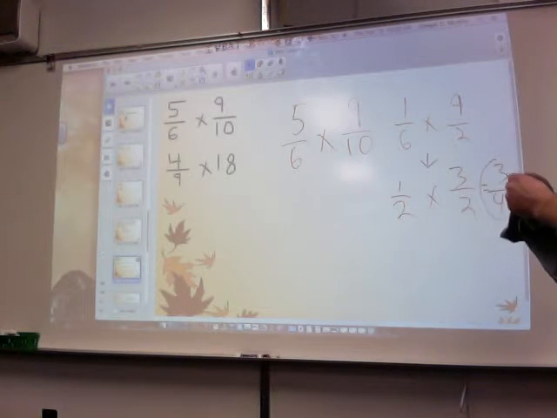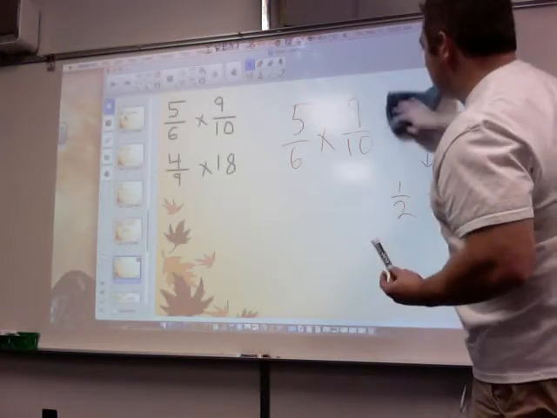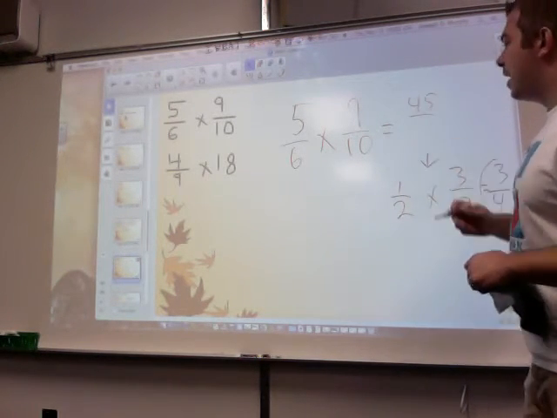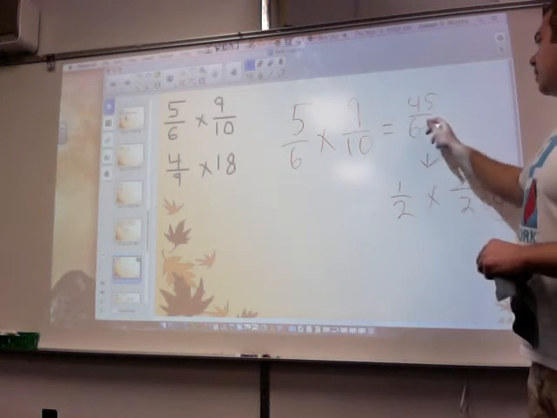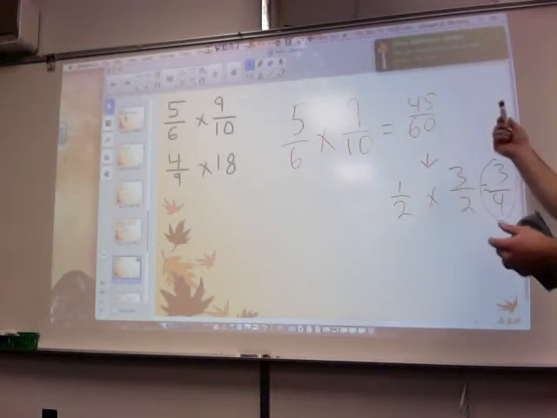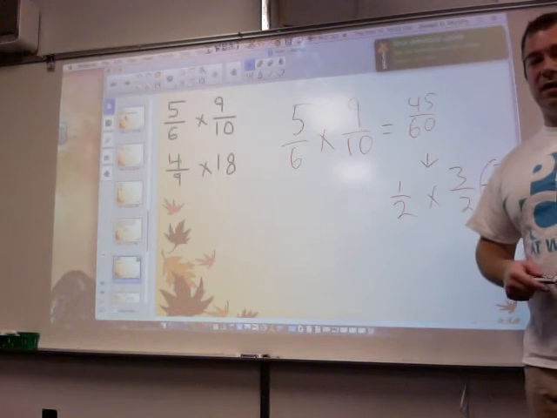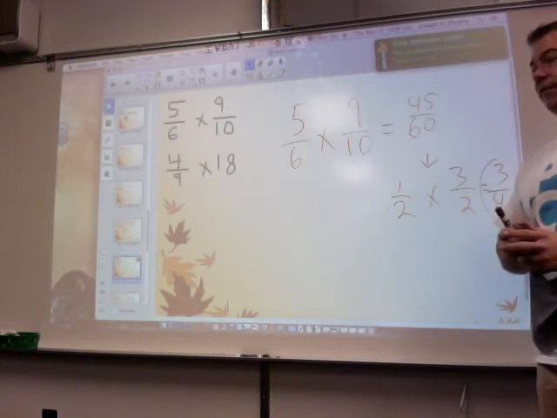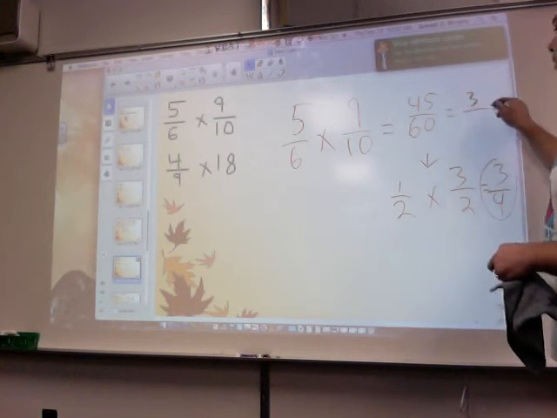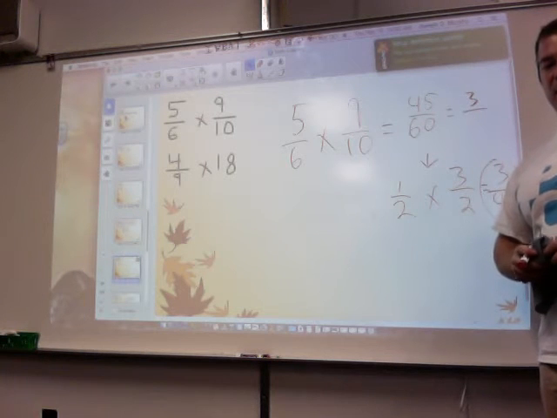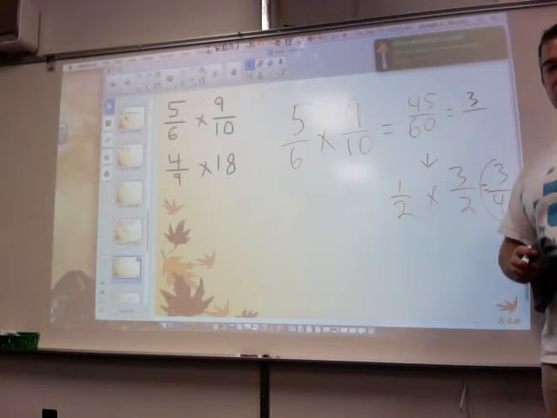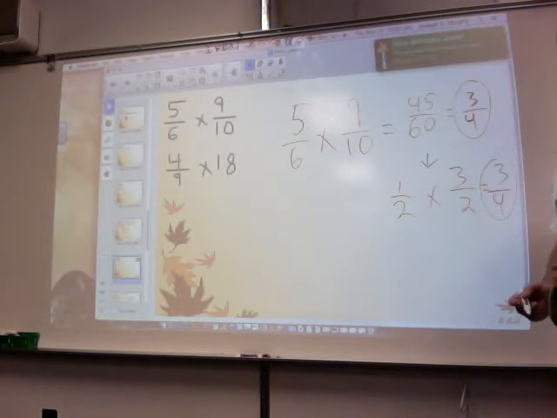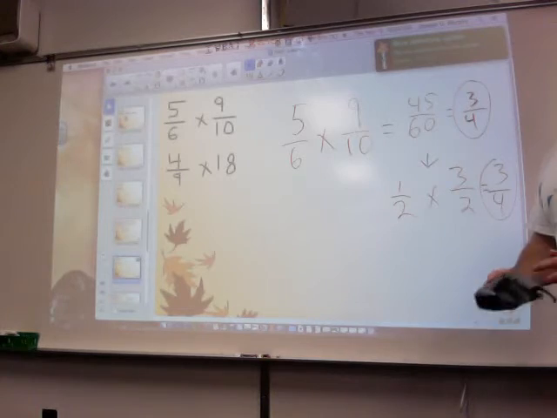Now if I didn't simplify ahead of time, I would get 5 times 9 equals 45. And 6 times 10 equals 60. Now we know 45 and 60 both have common factors of 5, but they actually have common factors of 15. 45 divided by 15. 15, 30, 45 equals 3. And 60 divided by 15. 15, 30, 45, 60 equals 4. So notice how the answers are the same. You could reduce before or after.